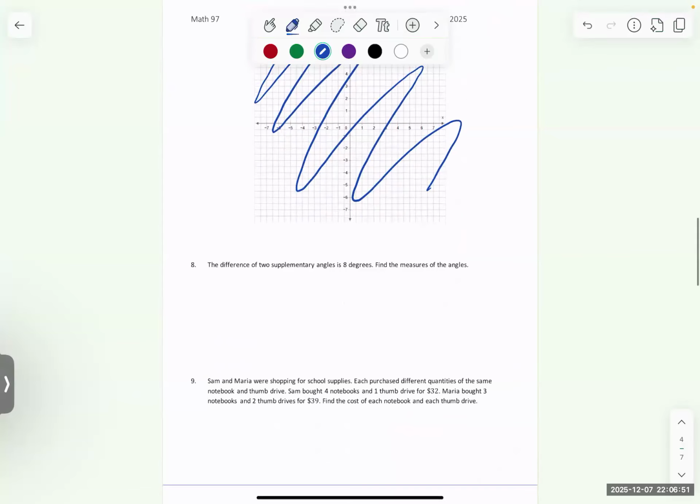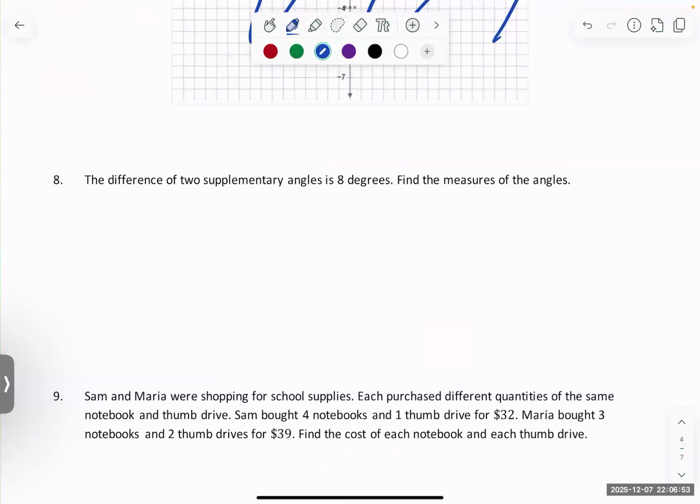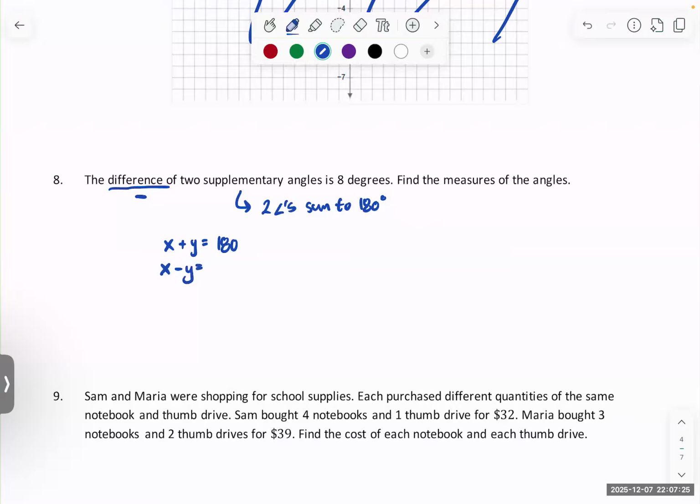Okay. The difference of two supplementary angles is 8 degrees. Find the measure of the angles. So I've said this a lot in the other reviews. Supplementary means two angles that sum to 180 degrees. So essentially, this is what you have. If one angle plus some other angle, if they're supplementary, that means it's 180 degrees. And it's saying the difference, which is subtraction, of these two same angles is 8 degrees. We have a system.